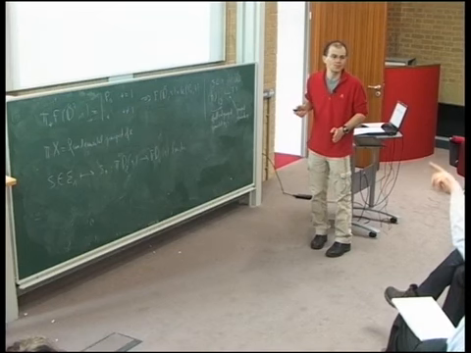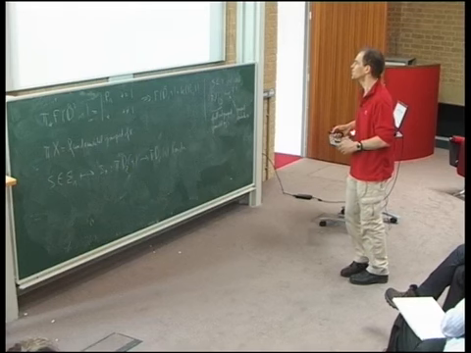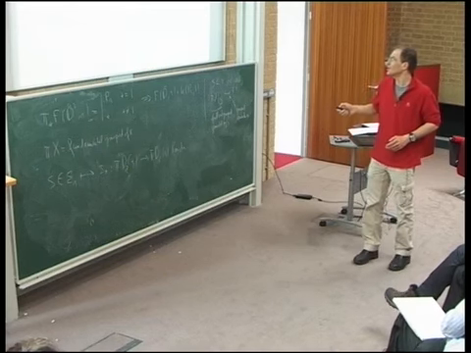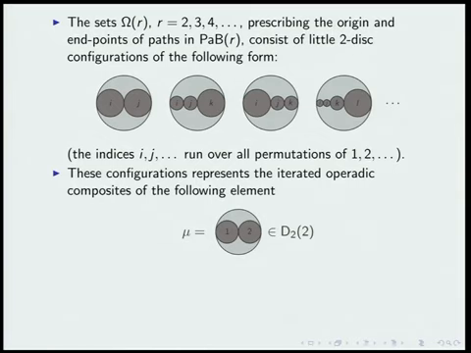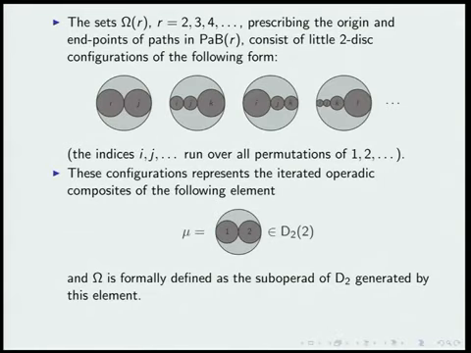You don't mind which order you put them in, do you? Sorry? I mean, would you allow a disk of radius a half, followed by a disk of radius a quarter? Yeah. In fact, formally what I'm considering is the suboperad of D2 generated by this configuration. So you get exactly this kind of picture. So omega is the suboperad generated by this little disk configuration.